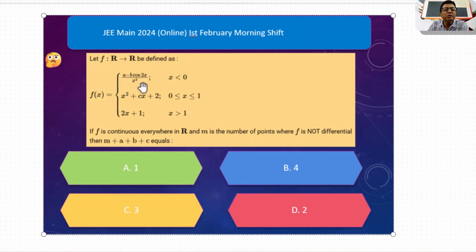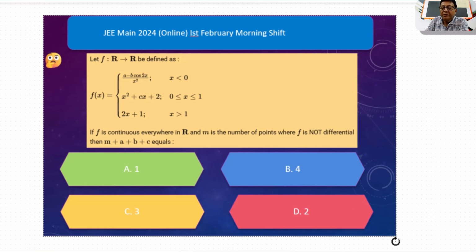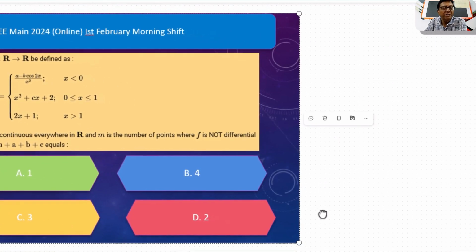Look at this sum. This is also from the 2024 paper. This function is continuous everywhere in R. M is the number of points where f is not differentiable. Then M plus a plus b plus c equal to what? In this session I have chosen those sums which you can start with confidence. I guess you were good at calculating limits. The concept of continuity also you have. You can solve it smartly.